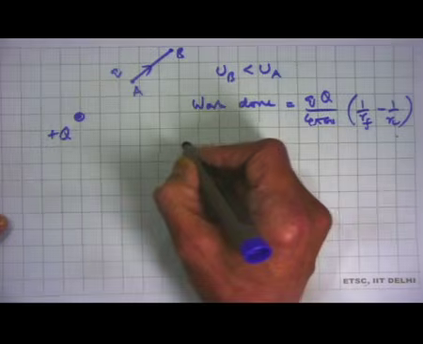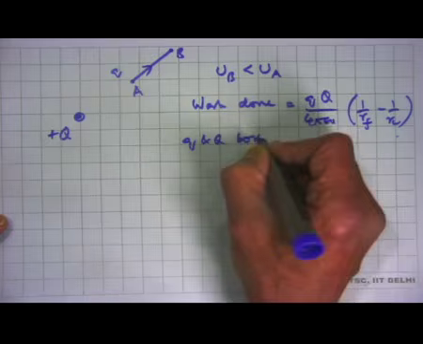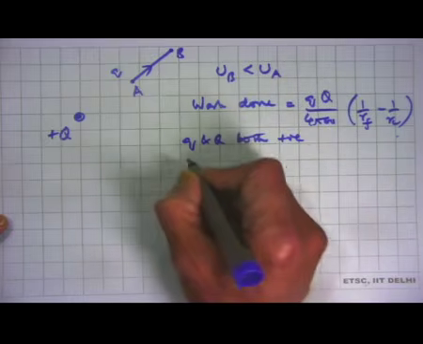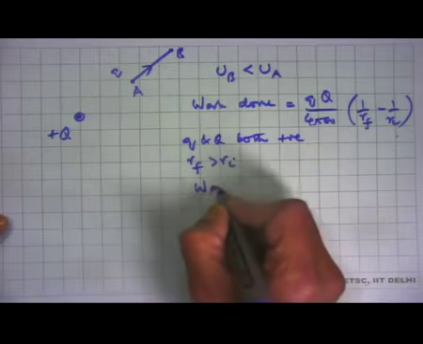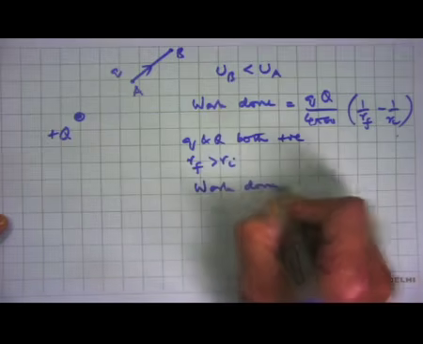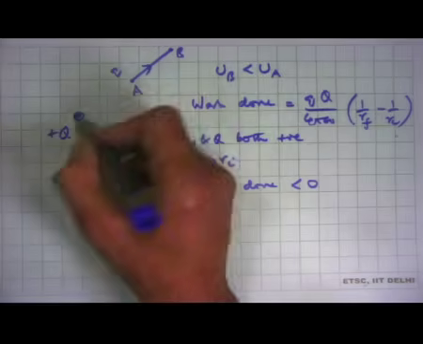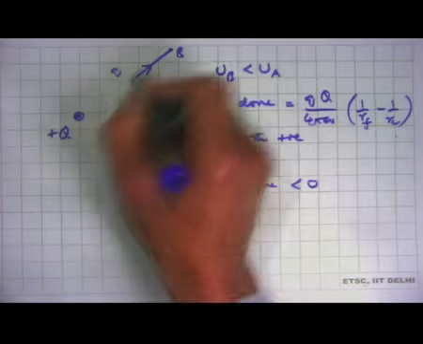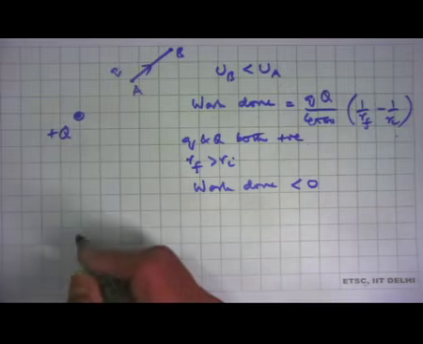So, here q and Q are both positive, r f is greater than r I. So, work done is negative. So, the field is doing work, already the force is repulsive and I am moving along the direction of the force, and so actually the field does work on the system and I have to do negative work.